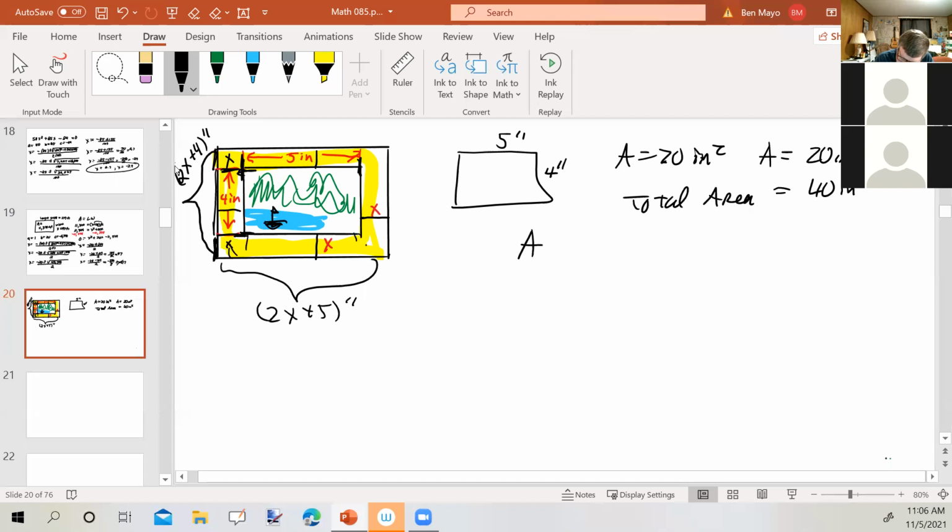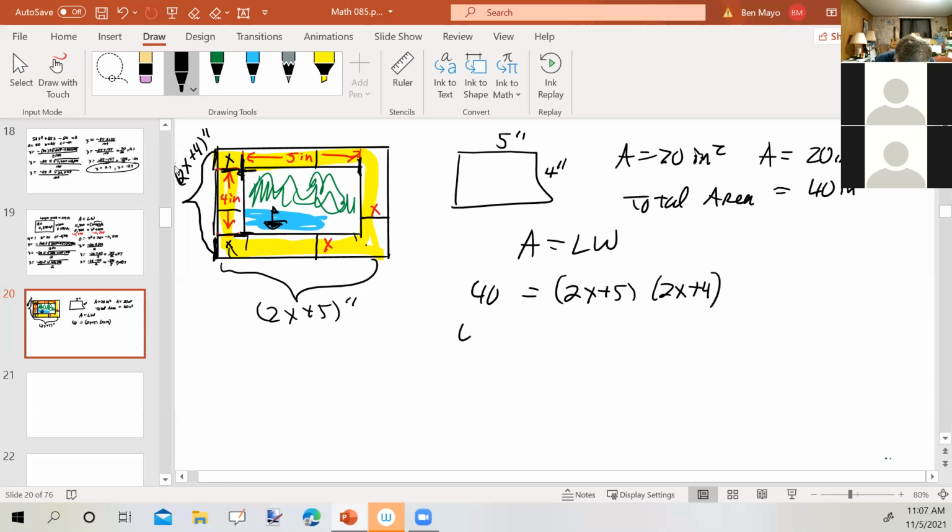So the area of the whole thing equals the length times the width of the whole thing. The area of the whole thing is 40 square inches. The length is 2x plus 5, and the width is 2x plus 4. So now we've got a quadratic or second degree equation. But again, I want to stop there and go back. Do you have any questions about where I got any of those values?